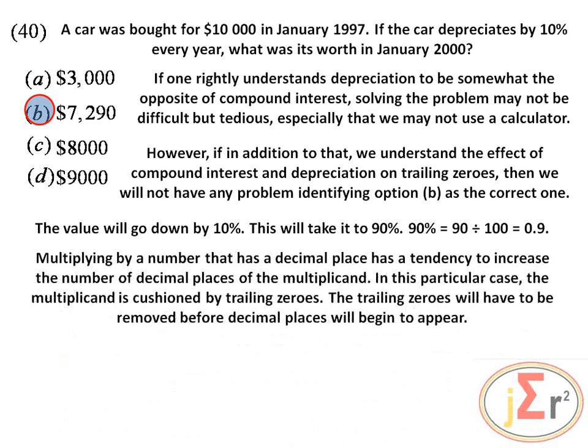Multiplying by a number that has a decimal place like 0.9 that we have right there has a tendency to increase the number of decimal places of the multiplicand. In this particular case, the multiplicand is cushioned by trailing zeros. The trailing zeros will have to be removed before the decimal place will begin to appear.